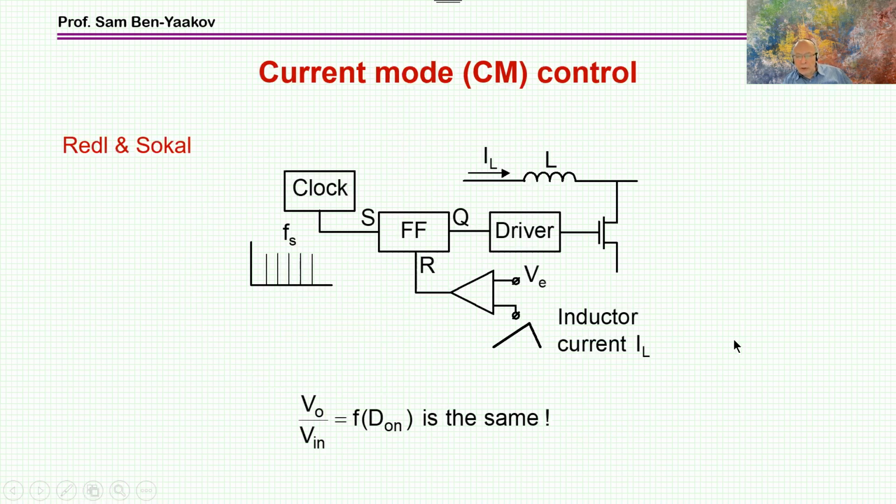Okay. Now, the most common method that is used for the peak current mode is this scheme, which I believe was originated by Redl and Sokal. And in this scheme, the operation goes like that. We have a clock, and this clock is determining the frequency. There's a flip-flop here. Whenever we have this clock signal, the flip-flop is set, and the transistor is turned on.